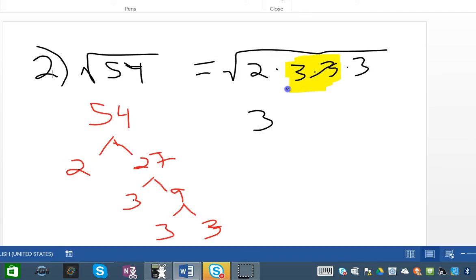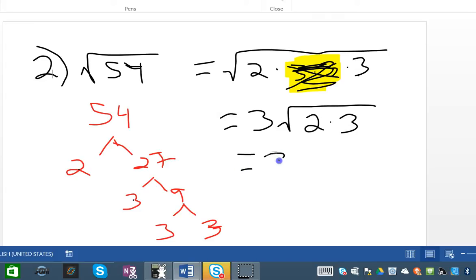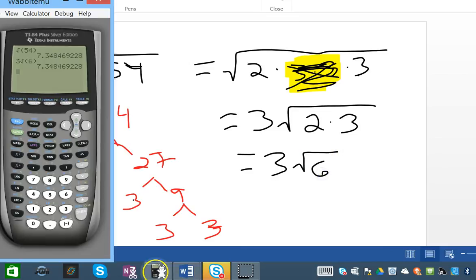And once that's outside of the square root, all I'm left with inside the square root is just 2 and 3. I can't pull out this first 2 because there's not another 2 inside the square root. And I also can't pull out the 3 at the end because there's not another 3 that can be its pair. Okay, so outside of the square root I simply have 3, but inside the square root 2 times 3 is 6. Okay, so let's verify.